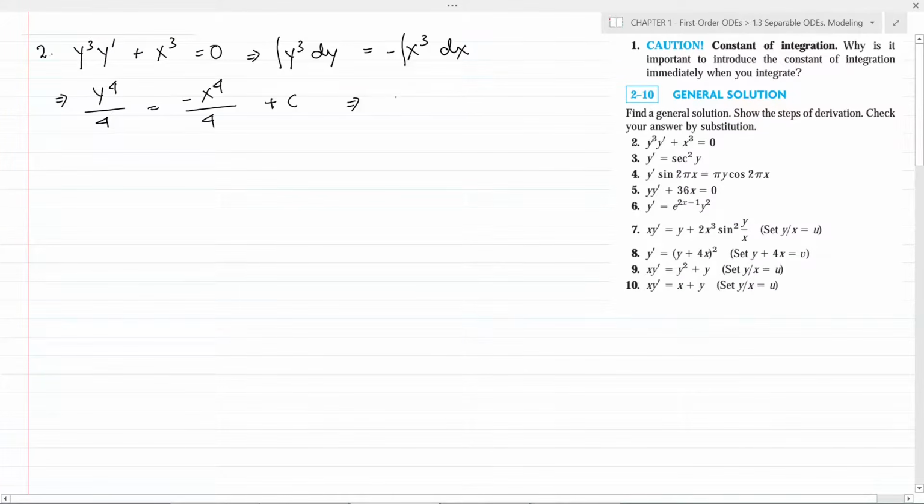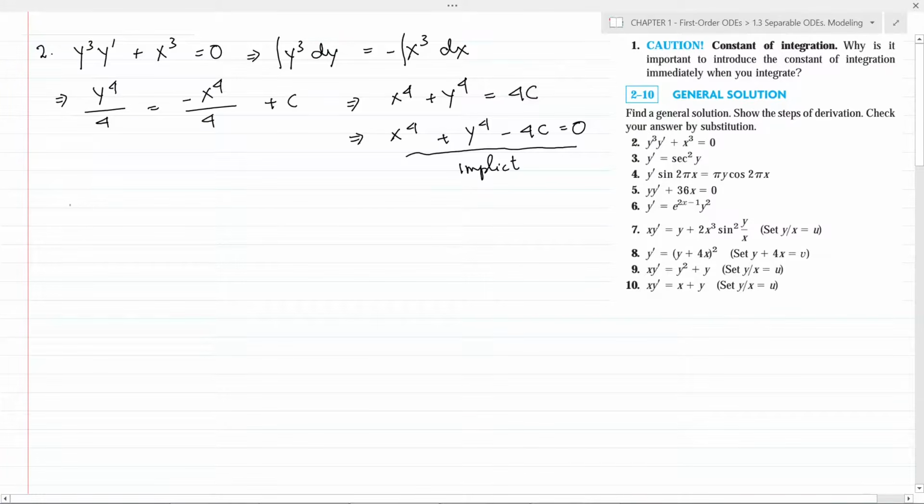which implies x to the power 4 plus y to the power 4 is equal to 4c, which we can write as x to the power 4 plus y to the power 4 minus 4c is equal to 0. Now this is the implicit form of the solution.